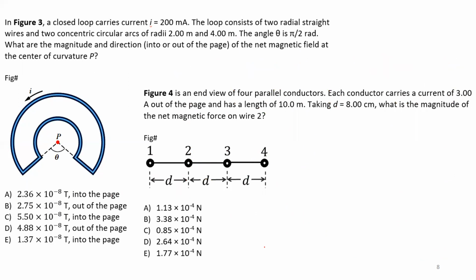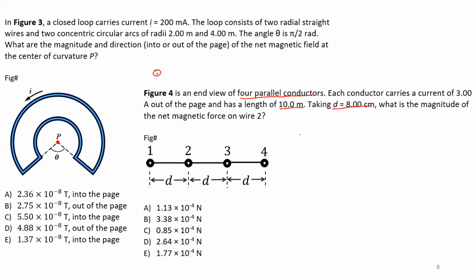Now figure 4 is the end view, let's say a top view, of 4 parallel conductors. Each conductor carries a current of 3 amps out of the page, so it's coming towards you. This is why I put it like this. Each of them has a length of 10 meters, and the distance between these 4 parallel conductors is taken to be 8 centimeters.